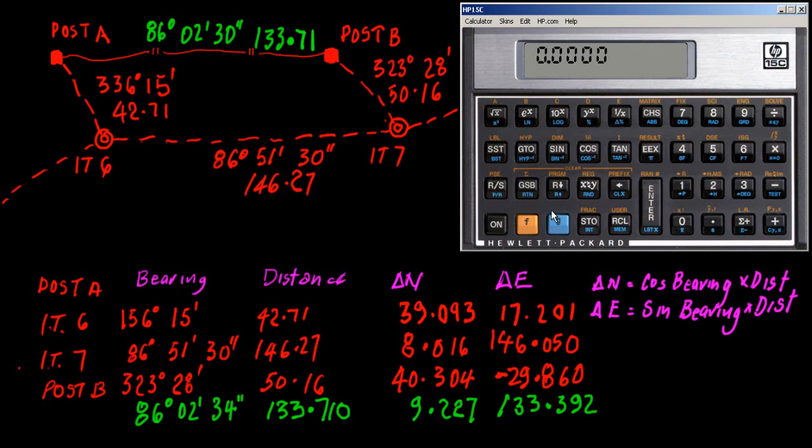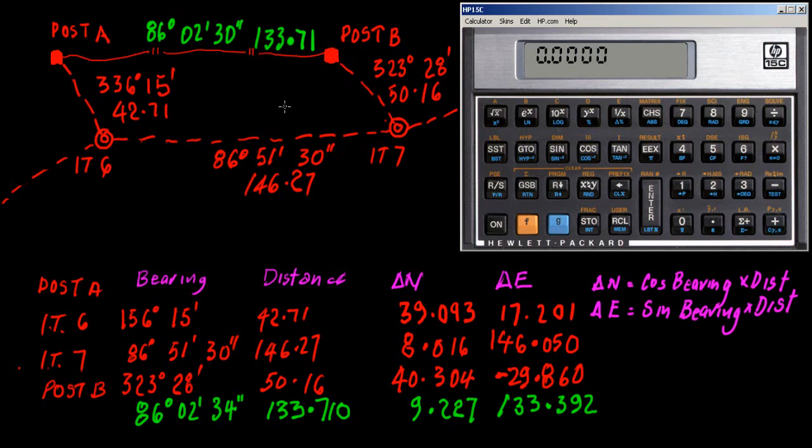What we want to do is find out the bearing and distance between post A and post B. We have traversed around through these marks here and done some little hanging ties out to the post from IT6 and from IT7. So what we need to do is calculate from post A to IT6 to IT7 to post B, and then calculate the missing line between post A and post B.